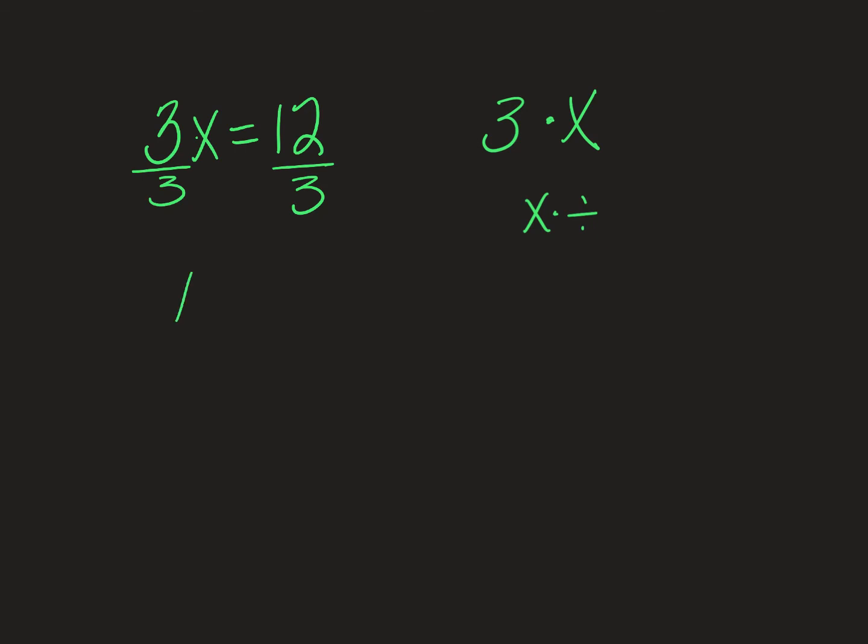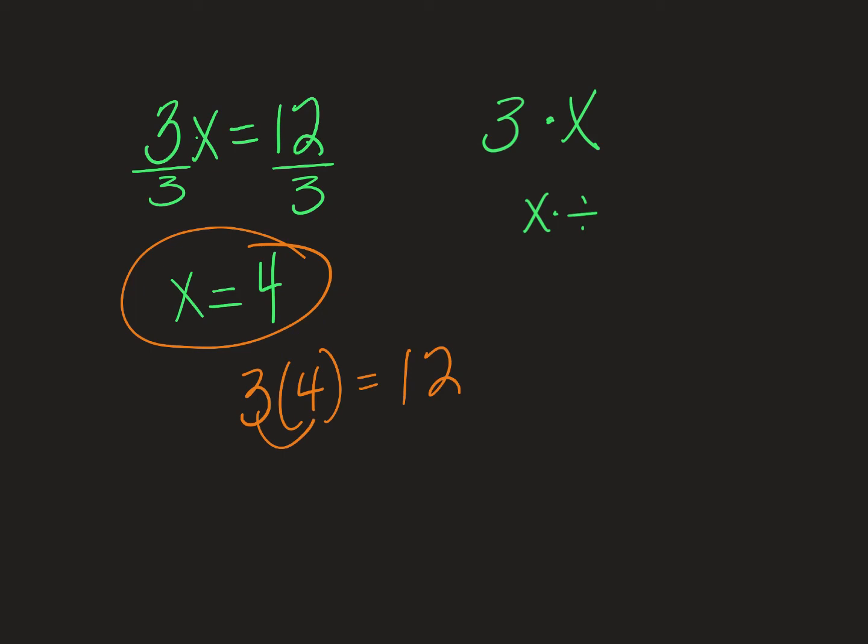So if you have 3x equals 12. Now remember, 3x is the same thing as saying 3 times x, right? What's the opposite of multiplication? Division. So if I divide both sides by 3, x equals 12 divided by 3, which is 4. Then you can take this original equation, and I'm saying the value of x is 4, so 3 times 4 is 12, equals 12.